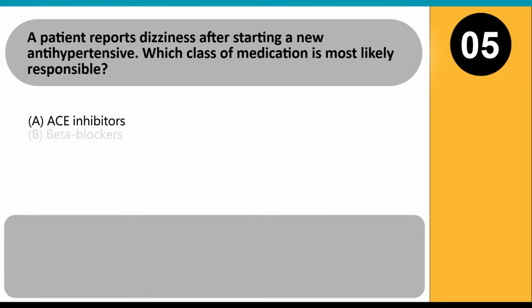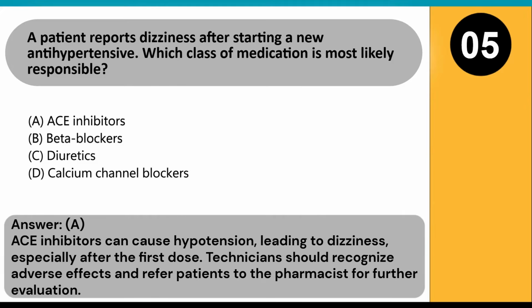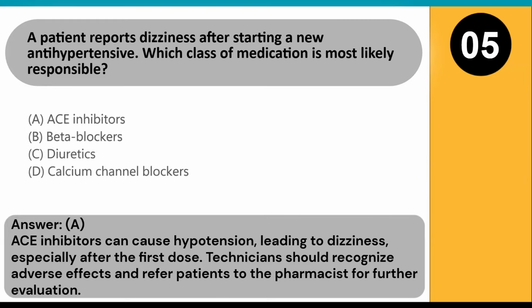A patient reports dizziness after starting a new antihypertensive. Which class of medication is most likely responsible? A. ACE inhibitors. B. Beta blockers. C. Diuretics. D. Calcium channel blockers. Answer, A. ACE inhibitors can cause hypotension, leading to dizziness, especially after the first dose. Technicians should recognize adverse effects and refer patients to the pharmacist for further evaluation.